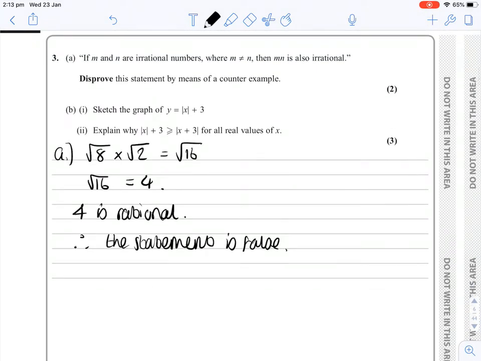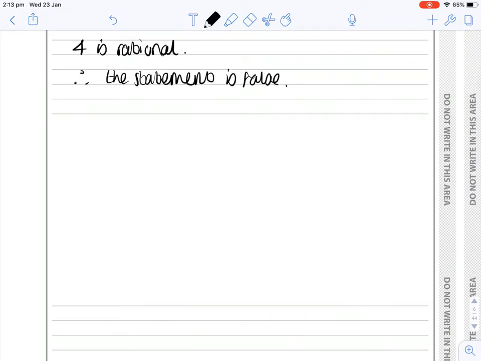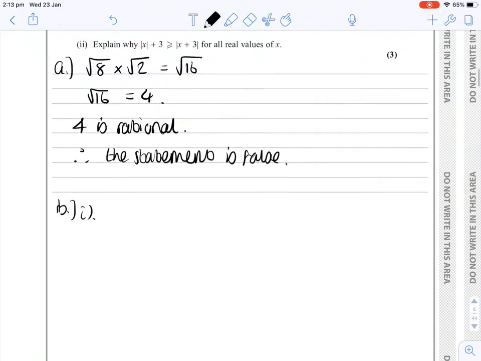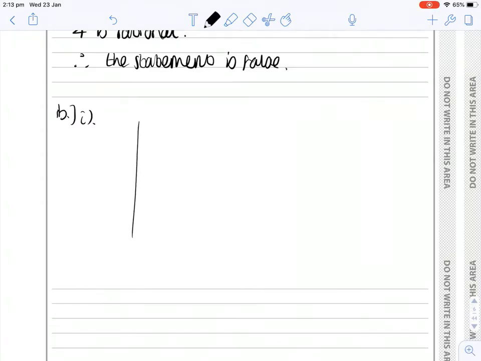B, part I, sketch the graph of y equals the modulus of x add 3. So looking at this, the graph of y is equal to the modulus of x add 3. If I initially think, y equals x add 3, it's going to be a graph that goes through like that, passing through 3 at that point there. Now, this is the modulus of x add 3. It's not the modulus of the whole thing, it's just the modulus around the x.